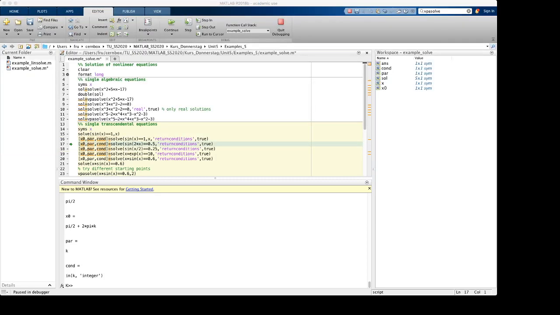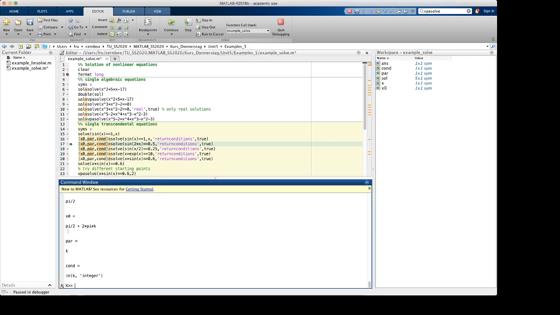It's pi over 2 plus 2 times pi times k. k is a parameter, and the condition on this parameter is that it's an integer. So all solutions are pi over 2 plus an integer multiple of 2 pi. We can play the same game for these equations. Sine of 2x equals 0.5.